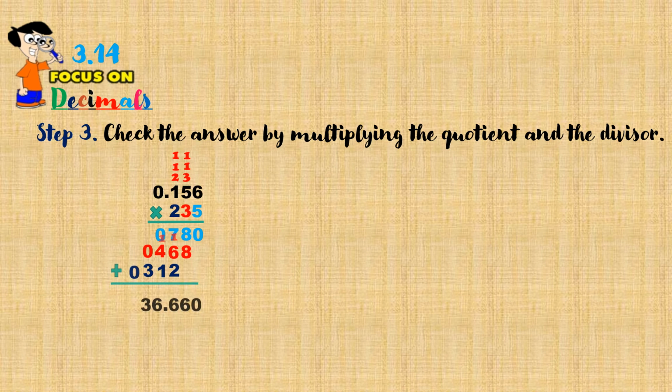Then, let's add. Bring down 0. 8 plus 8 is 16. 6 carry 1. 1 plus 7 plus 6 plus 2 is 16. So 6 carry 1. 1 plus 0 plus 4 plus 1 is 6. 0 plus 3. So 0.156 multiplied by 235, the answer is 36.660.